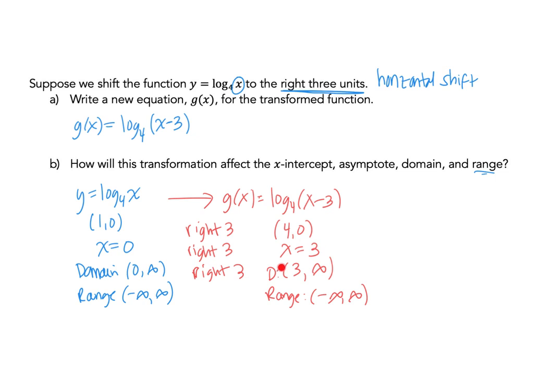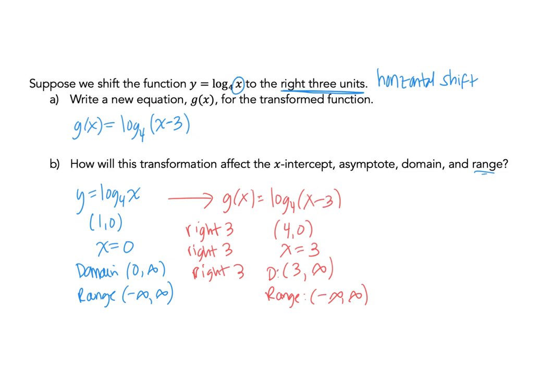All right, so is this what you've got right here? So remember our original function. If it was just log base 4 of x, it went through 1, 0 because 4 to the 0 power is 1. It has a vertical asymptote at x equals 0. That y-axis is my vertical asymptote. Therefore, my domain went from 0 to infinity, and my range went from negative infinity to infinity.